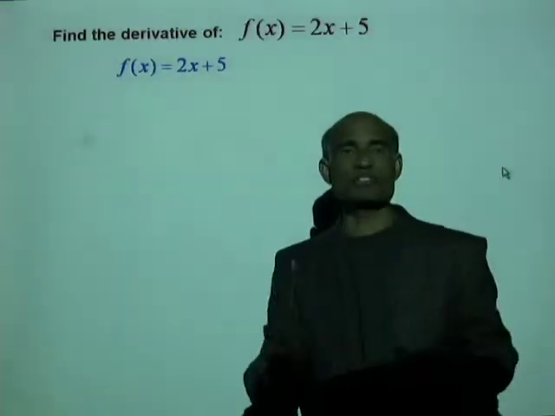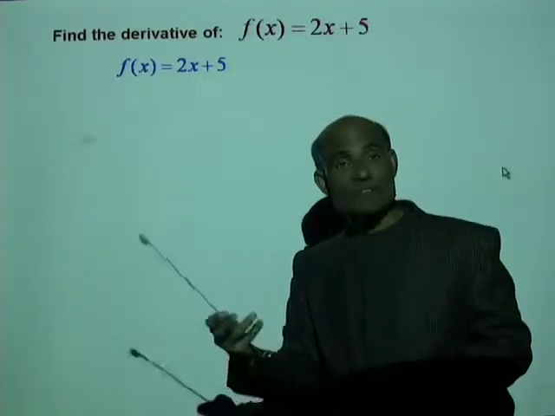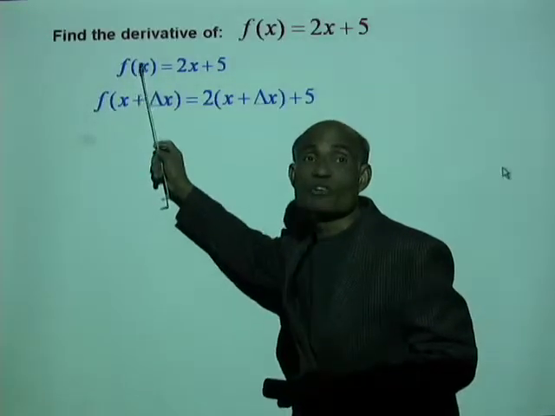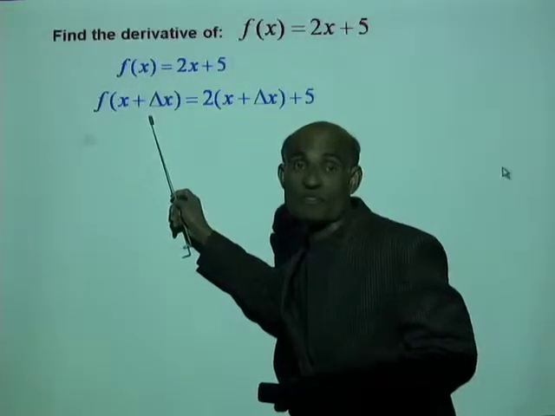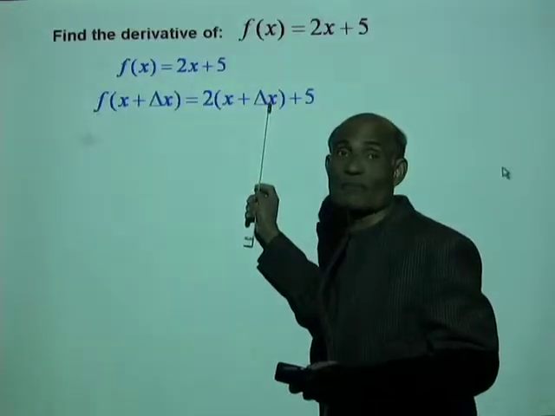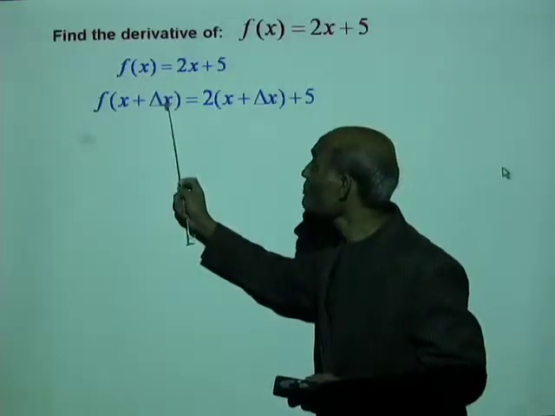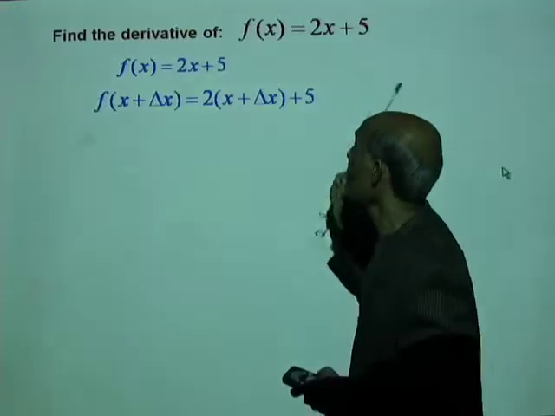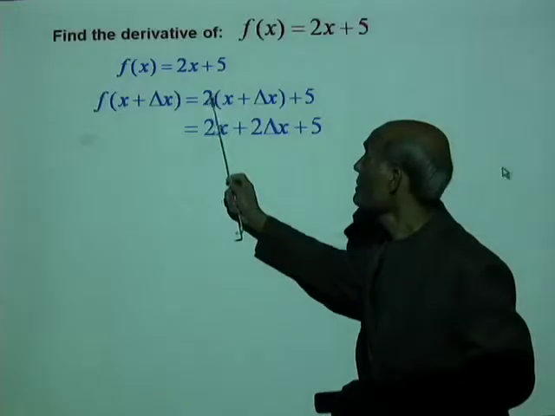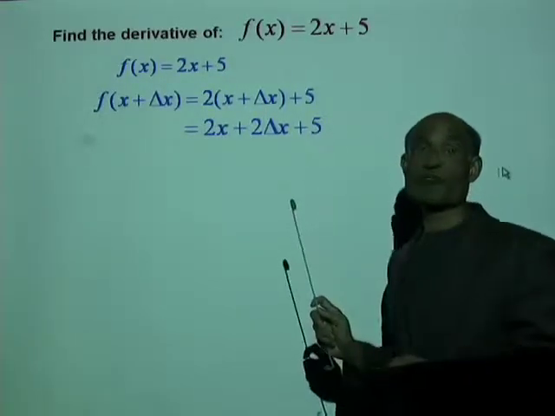Let's use the definition of derivative. So our function f of x is 2x plus 5. How about f of x plus delta x? The input is now x plus delta x. That means replace your x by x plus delta x there. So if f of x equals 2x plus 5, f of x plus delta x is 2 times x plus delta x, plus 5. Now distribute, and it will be 2x plus 2 delta x plus 5.